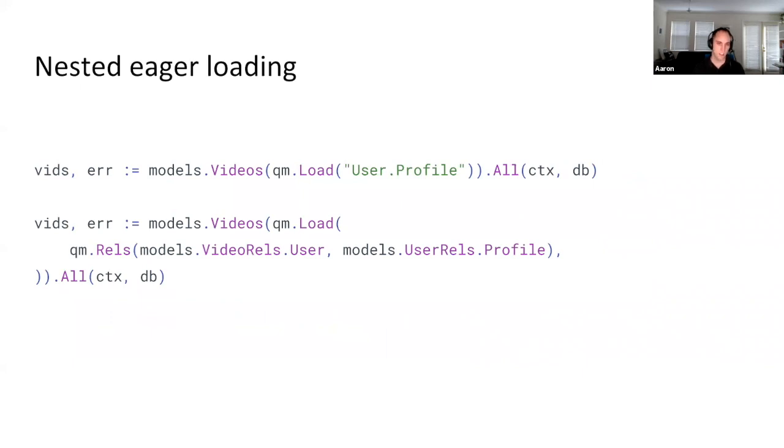A little bit further on eager loading, we have nested eager loading. So I've done it without the constants, just so you can see it's a little bit simpler there. qm.load user.profile, that brings in the user's profile as well as the user. So I could do vids index1.user.profile and be able to access that all in one query, or one statement rather, which is really nice. The constant version is below, so you can see we use qm.rels to basically string join on dot. That's it. It's nothing fancy or special.